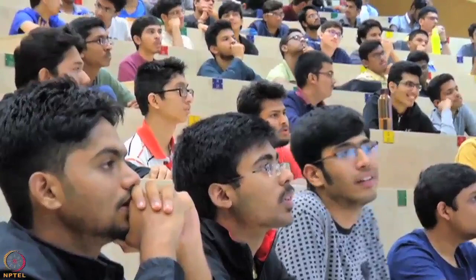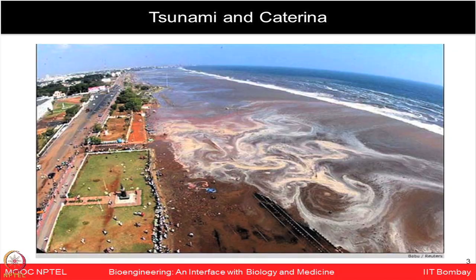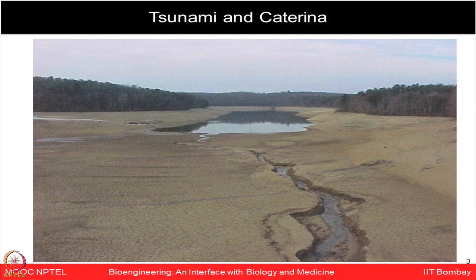As you can see here in a couple of images, various types of natural calamities like tsunami, Katrina, many of these natural catastrophes, they leave a huge impact not only on the climate at that time, but also for the years to come. The whole land becomes barren and nothing could be grown on those kinds of fields. So these abiotic stresses impose major limitations on food production in the whole world.